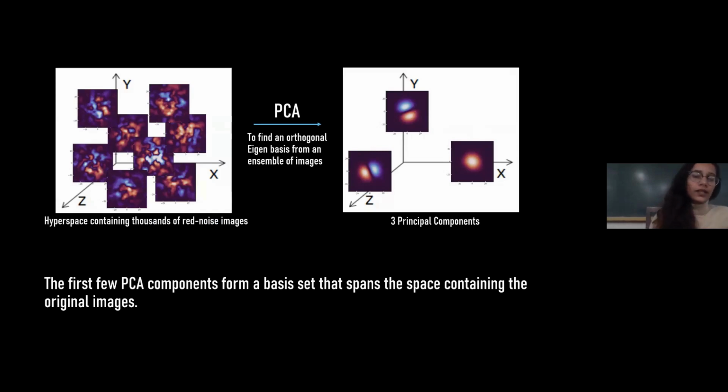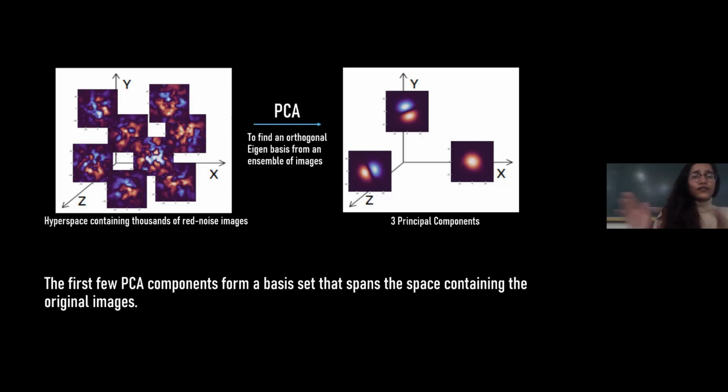What I can say is that the first few PCA components span a space that contains these original images. To put it trivially, when you have a 2D real plane, you have (0, 1) and (1, 0), which are your basis vectors, and every point in this plane can be represented as a linear combination of your basis vectors.